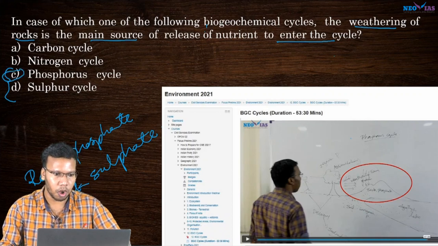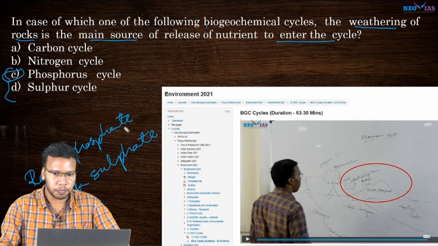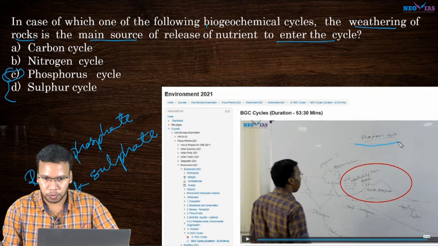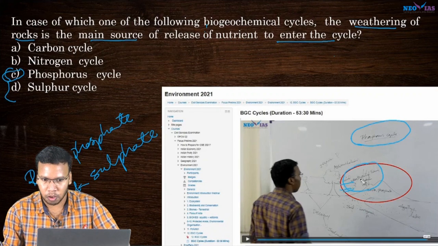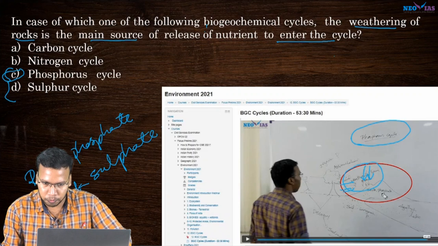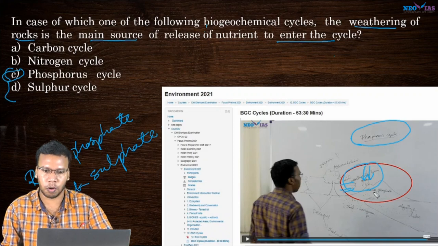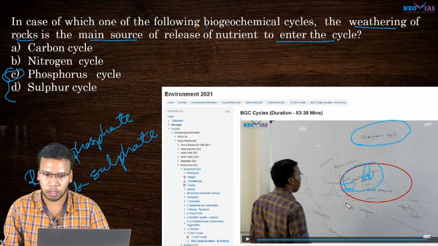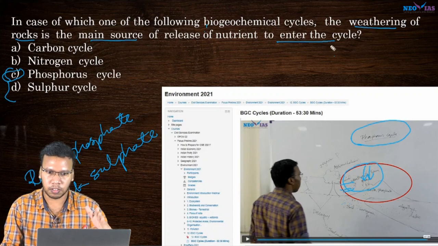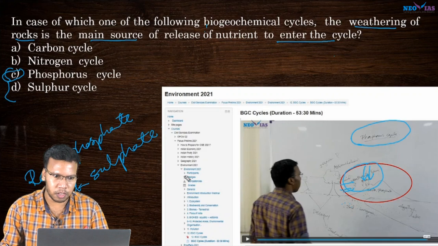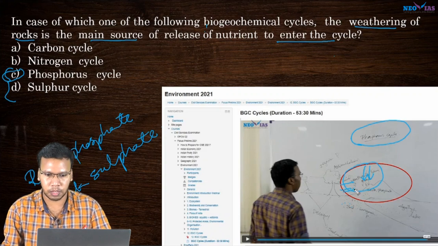Okay, now in the phosphorus cycle, you might have studied that phosphorus is found in the rock like this, and by weathering, that means because of the wind or the rain action, the phosphorus present in the rock will weather down and be introduced to the soil. Now we have soil phosphate like that. In this form it is entering the cycle, and rock sulfate also does the same thing.